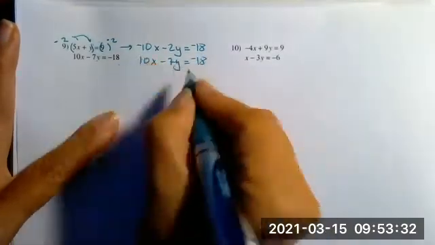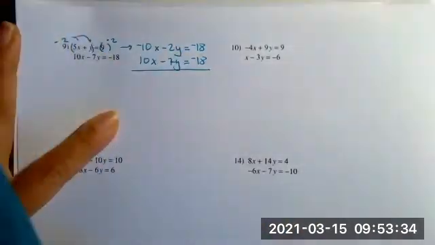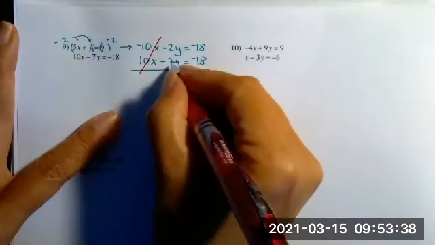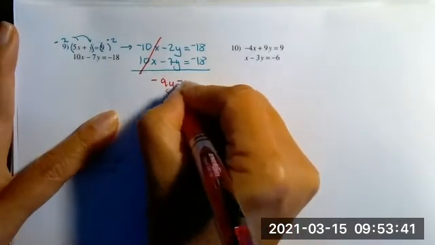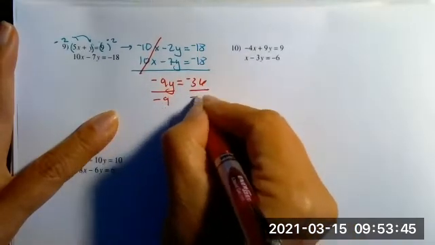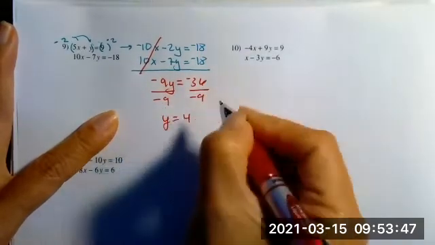And I just copied this bottom one, nothing changed. But what this has allowed me to do is add these together so I get 0. So this is negative 9y equals negative 36. Divide by negative 9, y equals 4.